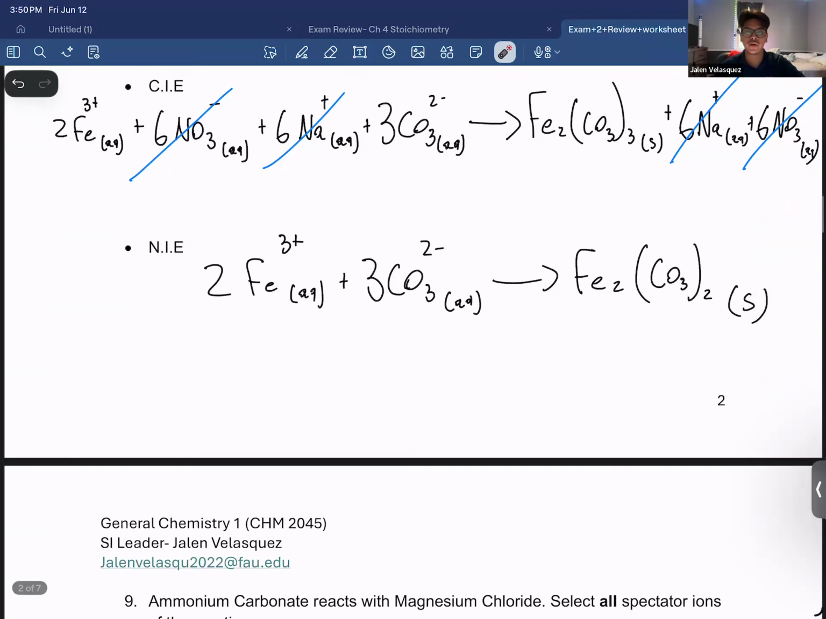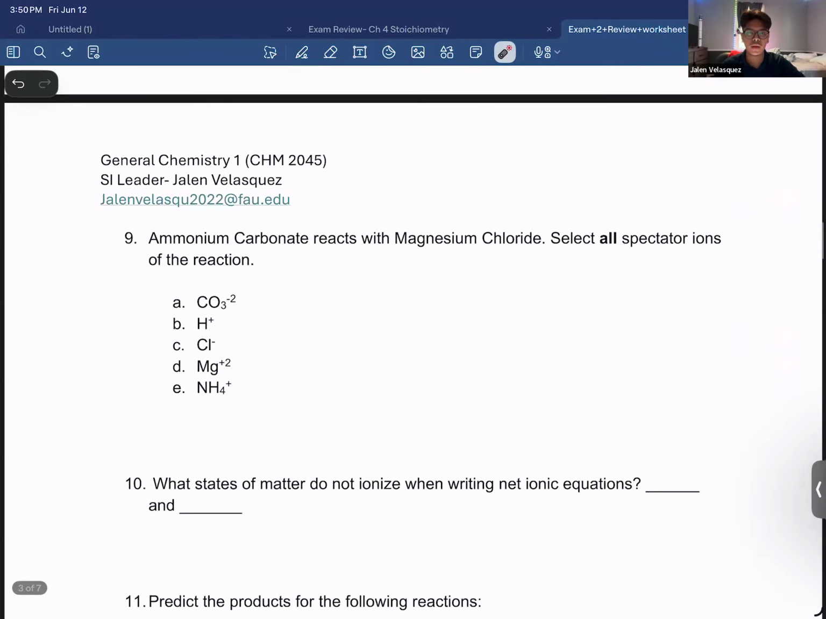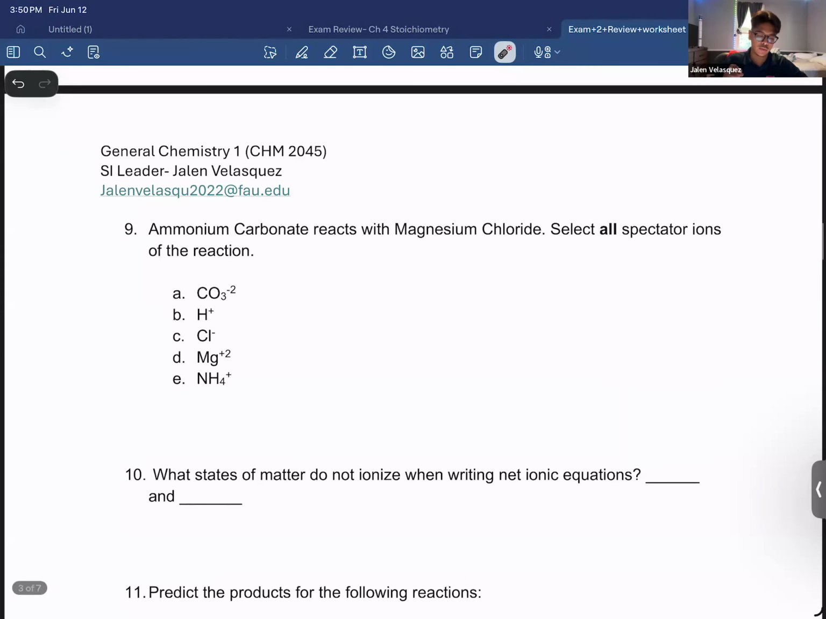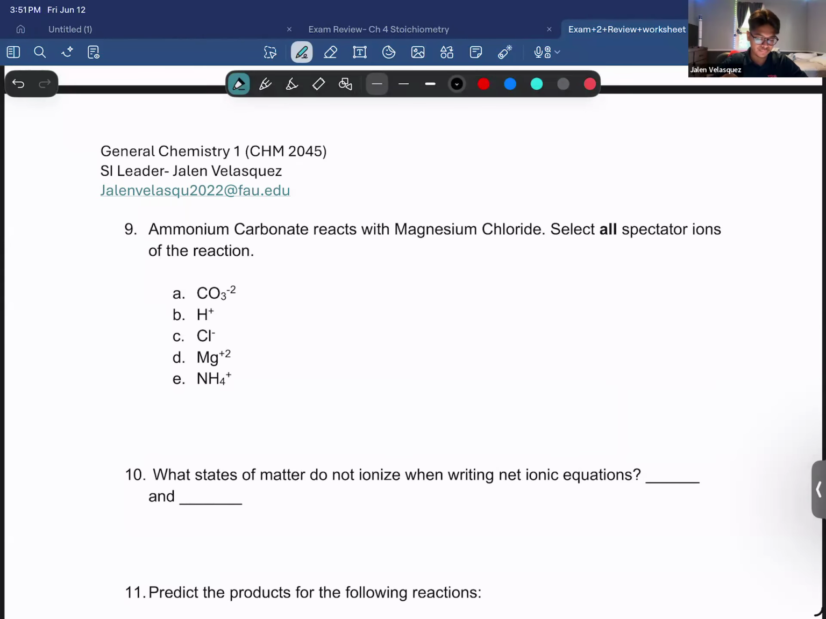All right. So moving on to page 3 here. This says ammonium carbonate reacts with magnesium chloride. Select all the spectator ions of the reaction. So this is pretty much what I was just talking about. So we have to write out this equation, okay? So we have ammonium carbonate, which we know is (NH4)2CO3, plus magnesium chloride, which is MgCl2.